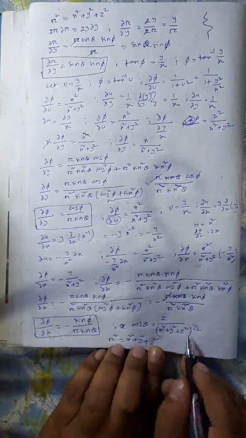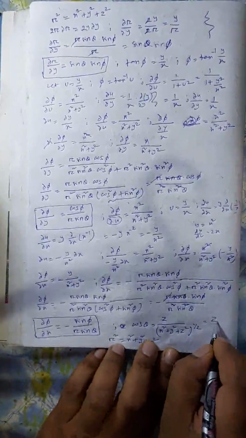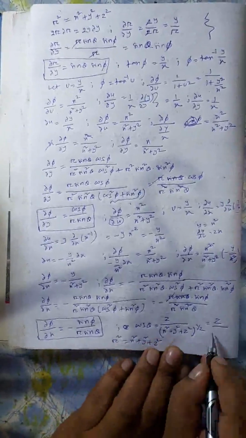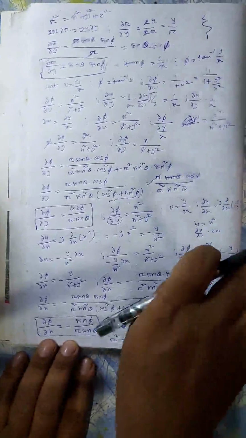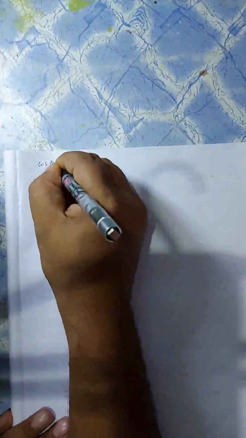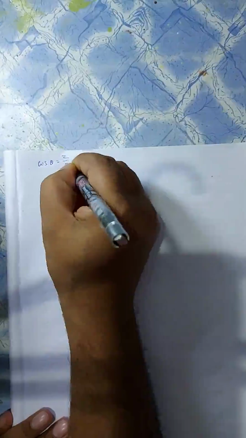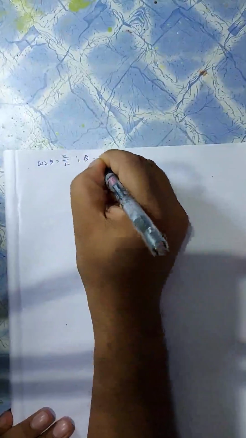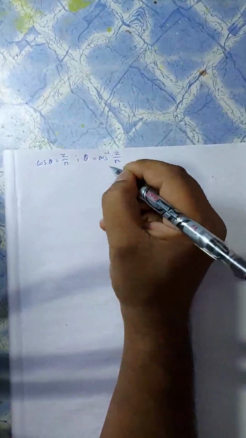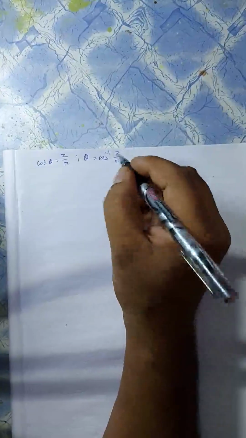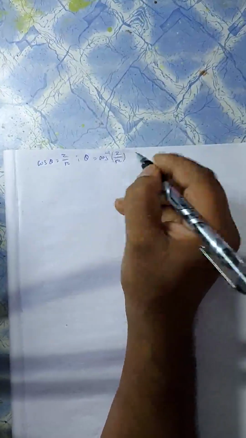You take r² to the power half. That means z divided by the square root of r², that means z by r. That means cos θ is equal to z by r. That means θ is equal to cos inverse z by r. Okay, same process we have to do. z by r. Okay, we need what?